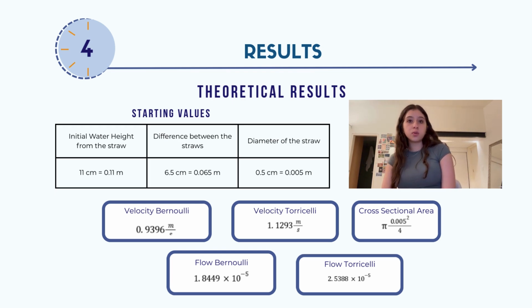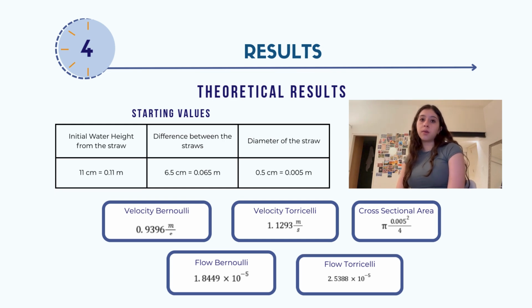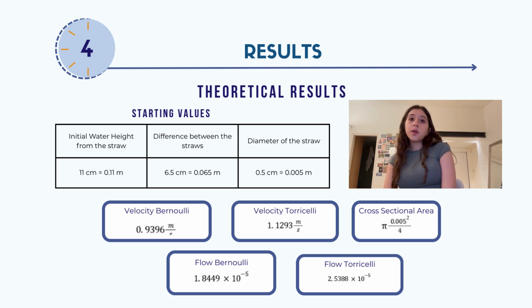With the difference between the straws, we calculated the velocity of Torricelli. And with the velocity that we obtained from both, we substituted in the formula of the flow, and we obtained the flow of both theorems.